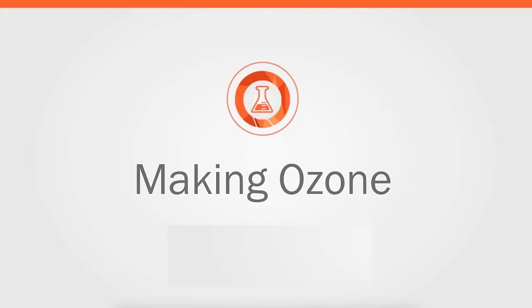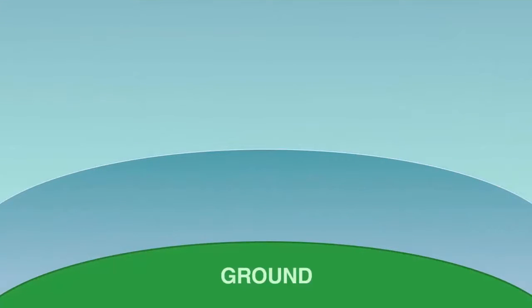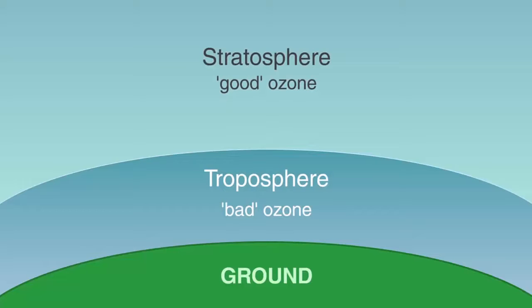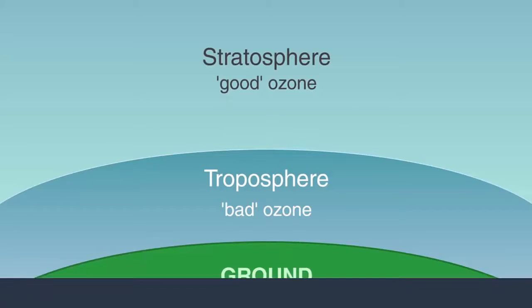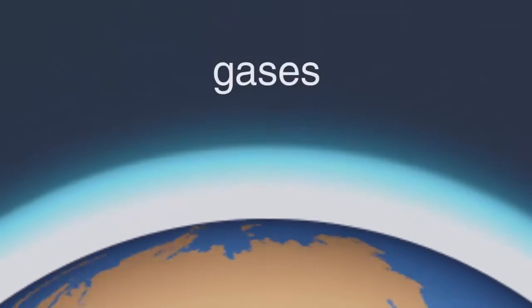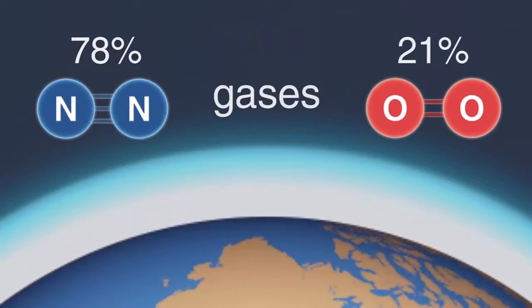In this video, we will learn about the two main layers of our atmosphere. The troposphere, full of weather and bad ozone, and above that the stratosphere, where good ozone protects us against dangerous ultraviolet light. Our atmosphere is made up of gases, mostly nitrogen and oxygen.